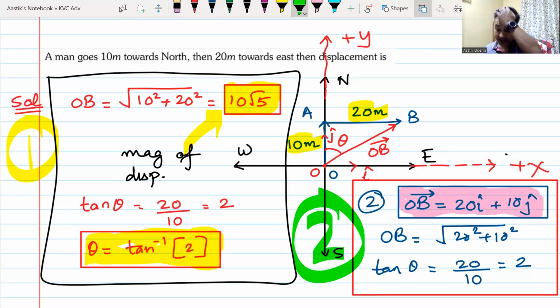Okay. So as you can see, this is your way number 2. We understand this? Yes. So either you can use way number 1, magnitude and direction, or you can use way number 2, where you write it as a vector. In both the cases, the answer remains the same. Do we understand this? Yes, sir. Pakka? Yes, sir. Can I give you one more last question? Yes, sir.